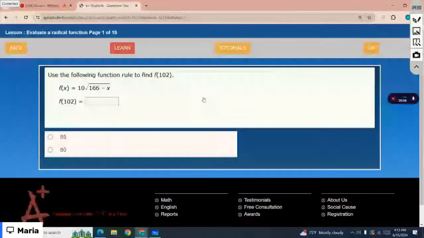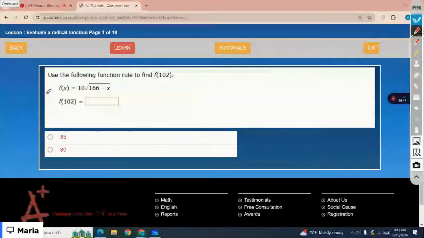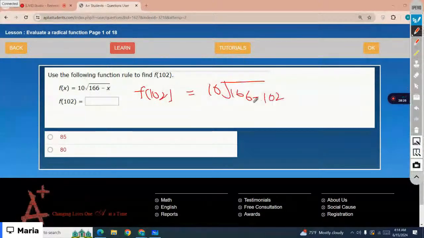The first one is f of x equals 10 square root of 166 minus x. You have to evaluate for f of 102. So replace all the x with 102. That is 10 square root of 166 minus 102, right? So 166 minus 102 is 64. That is 10 square root of 64. And the square root of 64 is 8, since 8 times 8 is 64. So you are left with 10 times 8, and 10 times 8 is 80.